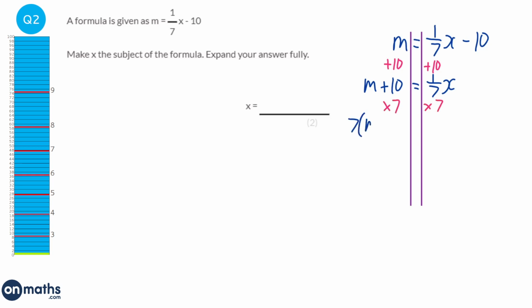So 7 brackets m plus 10 equals x. So x therefore would equal 7 brackets m plus 10, but it says to expand your answer fully. So we're just going to expand the brackets, 7m plus 70.